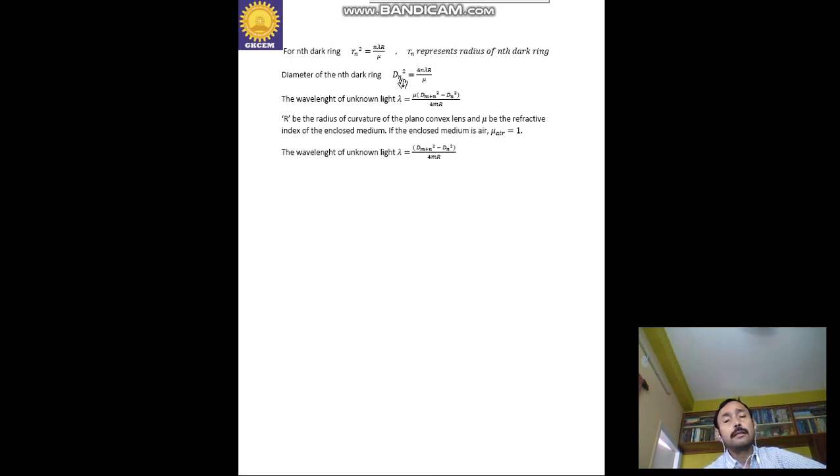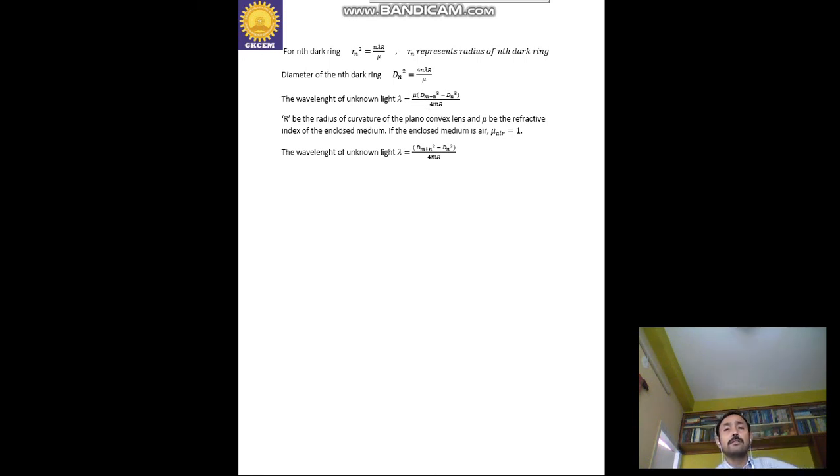If we take the diameter of the (n plus m)th ring, it becomes D(n+m) square is equal to 4(n+m) lambda R by mu, and Dn square is already given. Subtracting D(n+m) square minus Dn square, we can calculate the wavelength of the unknown light. So lambda is equal to mu [D(n+m) square minus Dn square] by 4mR. This lambda is the wavelength of the unknown light, mu is the refractive index of the enclosed medium, m is the difference between rings (n plus m) and n, and R is the radius of curvature of the plano-convex lens.